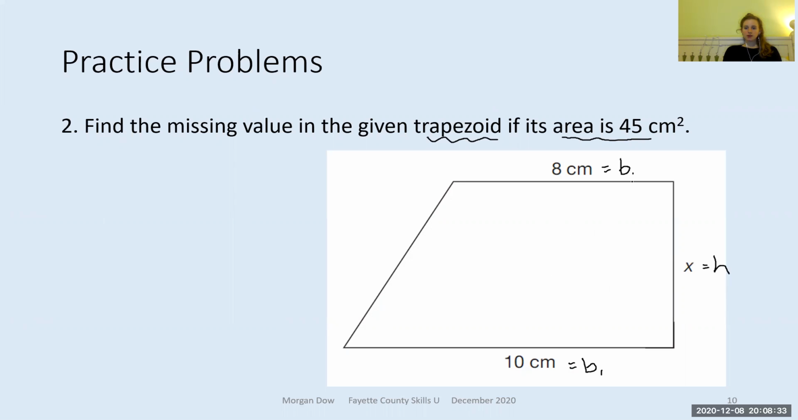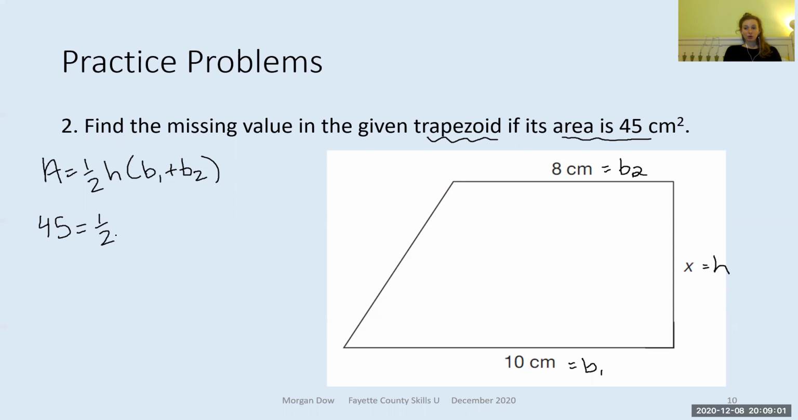Since this problem is talking about area of a trapezoid, right away, I'm going to go ahead and write down my formula. So the area is half times the height times the sum of the 2 bases. Now I'm going to fill in the information I know. So I know the area is 45. I'm going to replace A with 45.